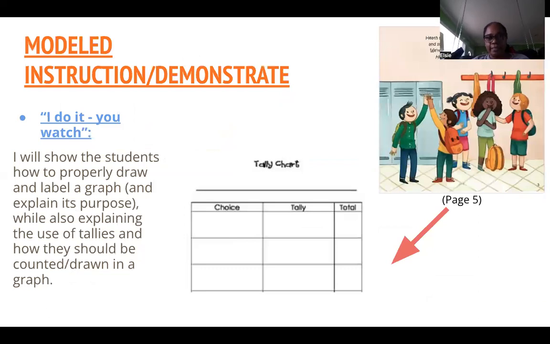Next, I'm going to do it first, and I'm going to demonstrate. I'm going to show it to you. What you have to do is just watch while I do it. For example, I have page 5 right here, and I have a tally chart right there. So I'm going to read the little paragraph, and I'm going to show you how to do it. Watch and pay attention so you can understand. I'm going to read it first.